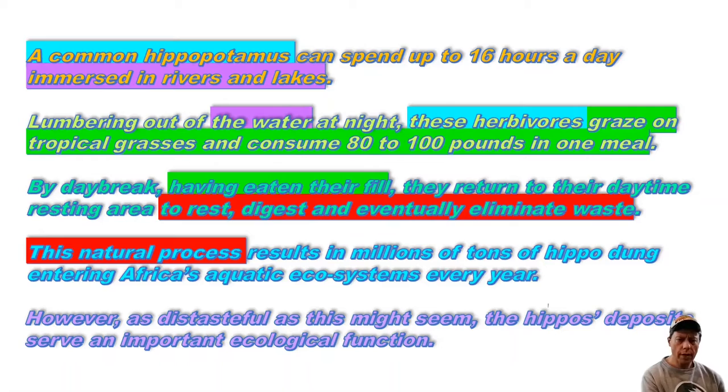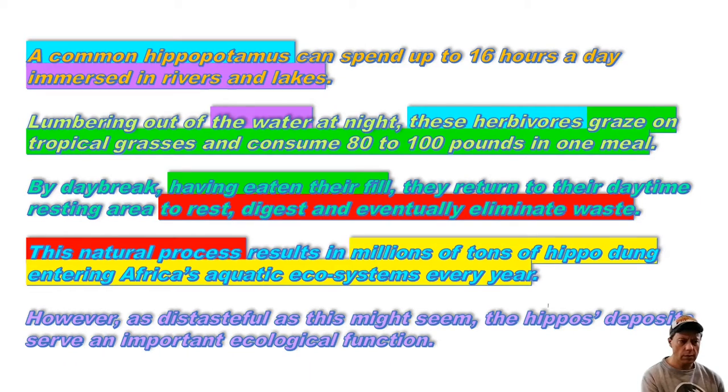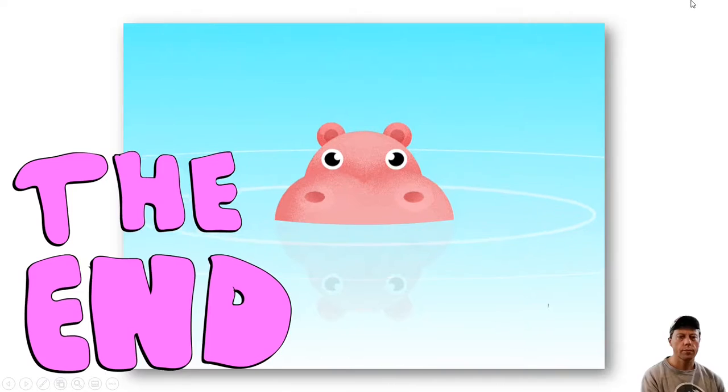And then what other key ideas are in this sentence? Millions of tons of hippo dung. Okay, what is that? That's basically hippo excrement, hippo poo, entering Africa's aquatic ecosystems every year. Okay, is there anything linked to this idea? Hippos deposits, that's the same as hippo dung, it's synonymous if you like. So I think we're pretty confident here that should be the way it goes.